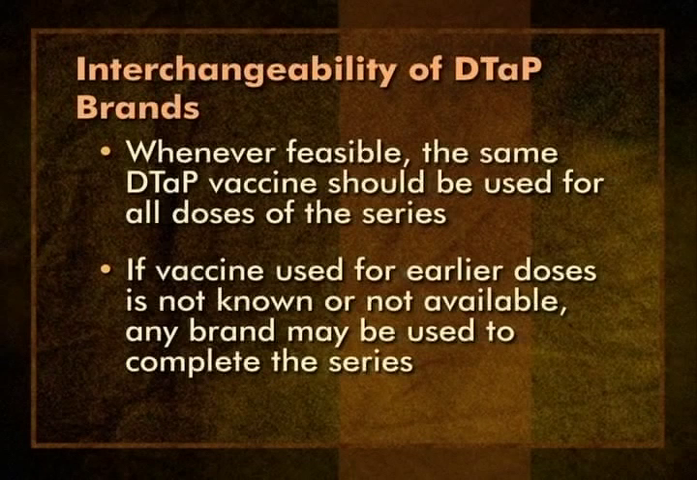There are few data on the interchangeability of the three pediatric DTaP vaccines. ACIP recommends that whenever feasible, the same DTaP vaccine should be used for all doses of the series. But if the brand of vaccine used for the earlier doses is not known or not available, then any brand may be used to complete the series. Use the same vaccine for all doses of the series if you can, but do not hesitate to administer a different brand if the brand used for earlier doses is not available or the brand is not known.